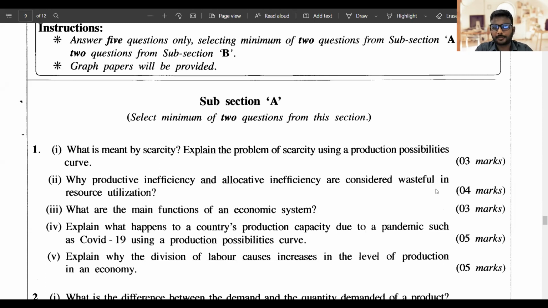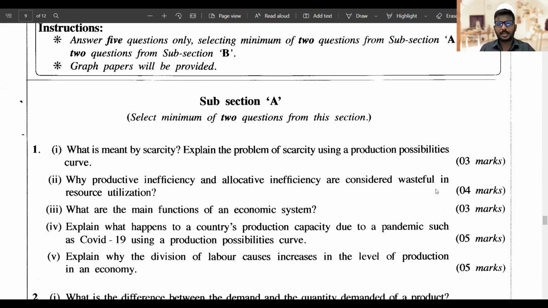Right. So this is the thing. First thing you have to do is, what is meant by scarcity? You define what is scarcity. Scarcity simply is resources being relatively limited, insufficient, or not enough compared to unlimited wants. Right? That's what scarcity is. And it's a universal problem. Every country faces it. If you want, you can talk about those also, but the definition would suffice. First, the definition of scarcity.